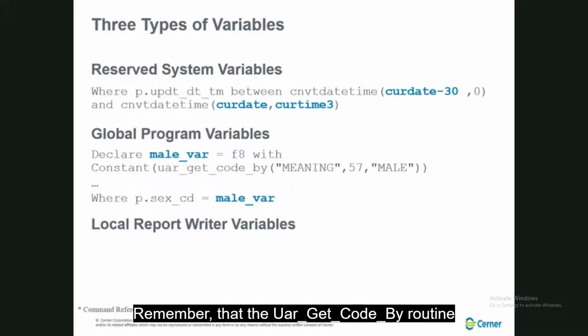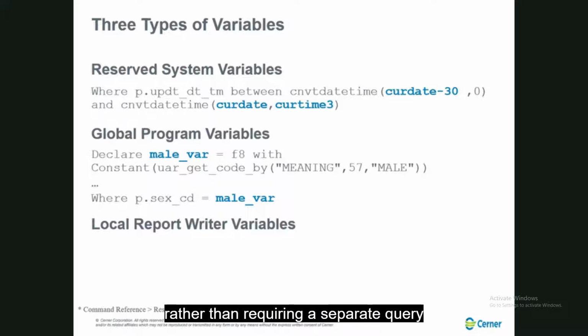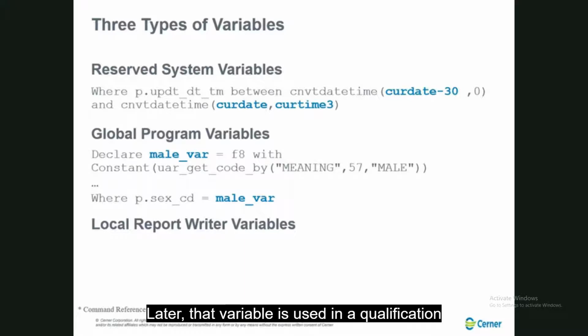Remember that the UAR get code by routine pulls the code values based on being provided the column, code set, and search text. This pulls the value from the global code cache rather than requiring a separate query being executed against the code value table. Later, that variable is used in a qualification to only qualify on mails.